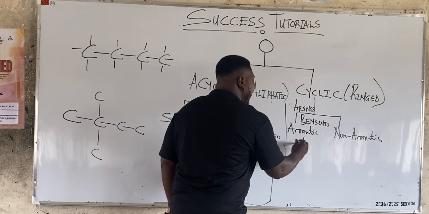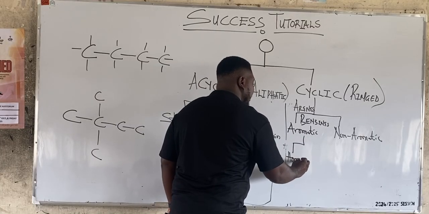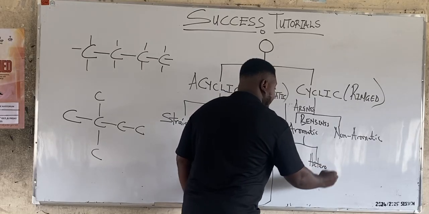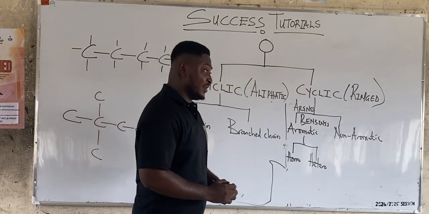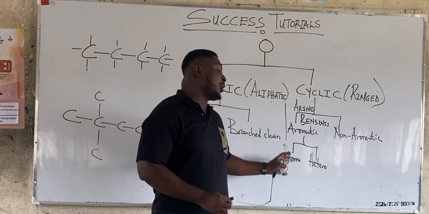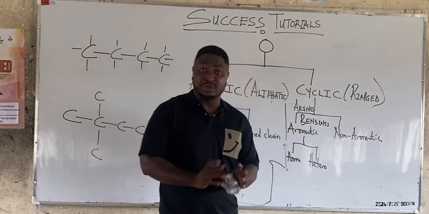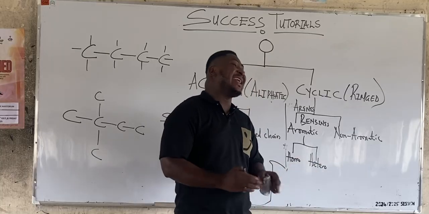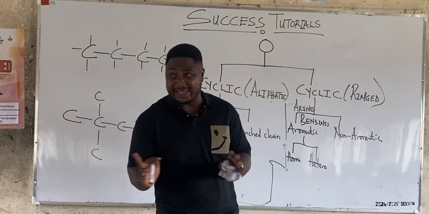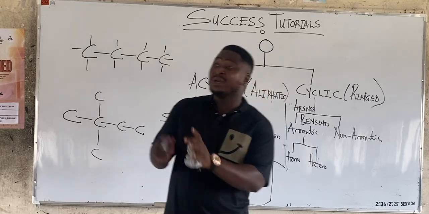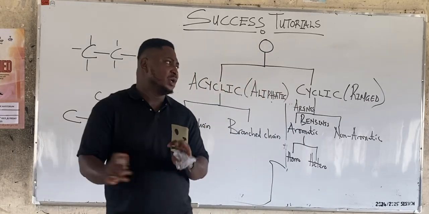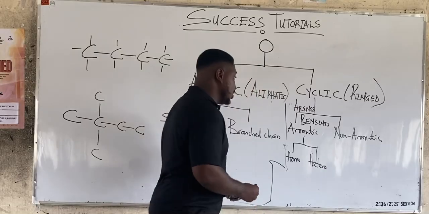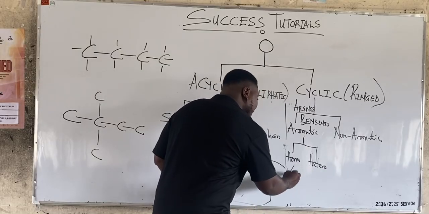For aromatic, we now have what we call homoaromatic and heteroaromatic. But don't bother yourself, it's not really that difficult. Homo means that an organic compound contains carbon and hydrogen only. But when an organic compound contains carbon, hydrogen, and any other extra element, it's hetero. So homo means you contain only carbon and hydrogen throughout the chemical structure. So homoaromatic is just benzene without anybody attached to it.